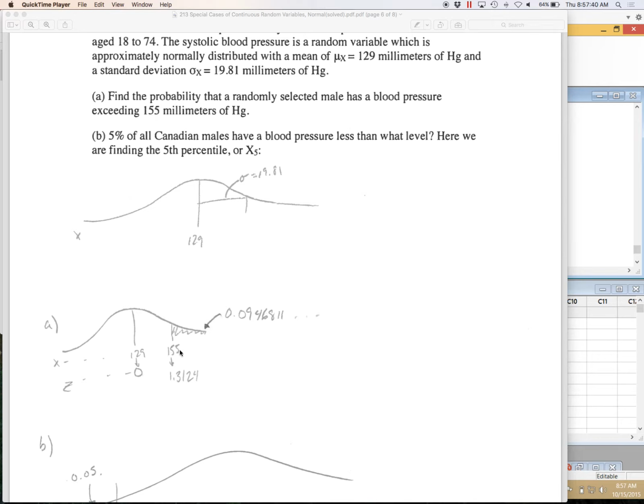To translate this 155, we would take 155, subtract the middle, so 155 subtract 129, and take that difference and divide it by the standard deviation. I've done that, you can try it at home if you want. You get a z-score of 1.30. So I want the probability that it exceeds 155.